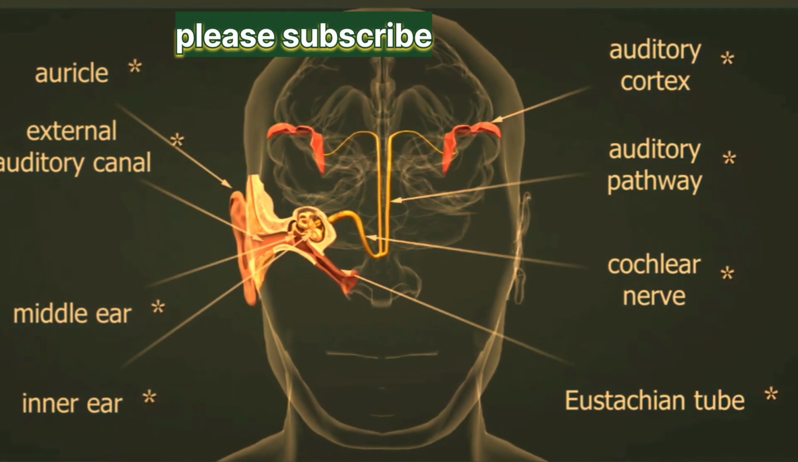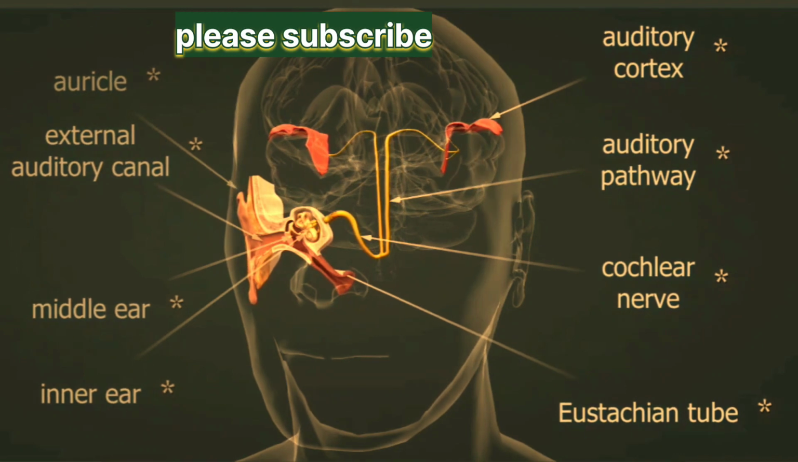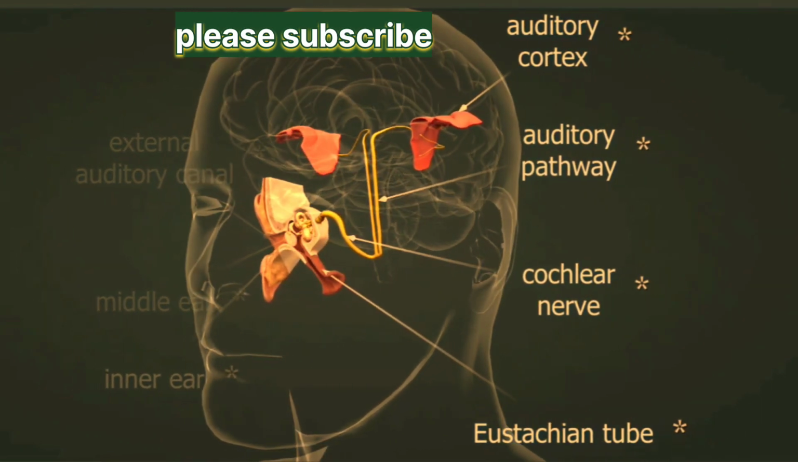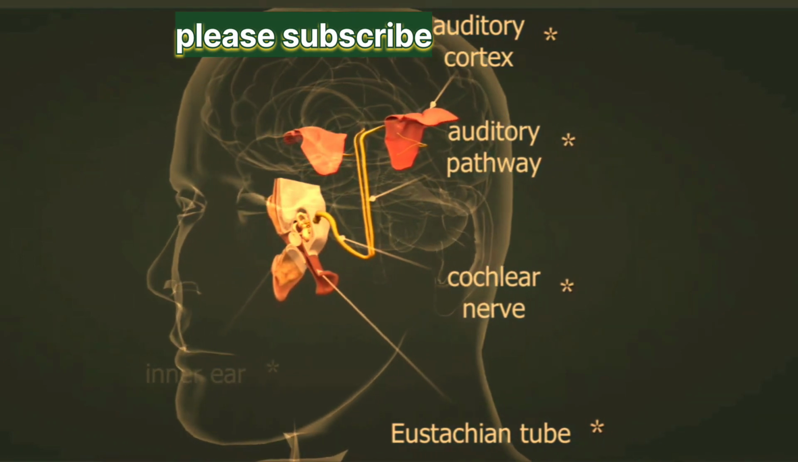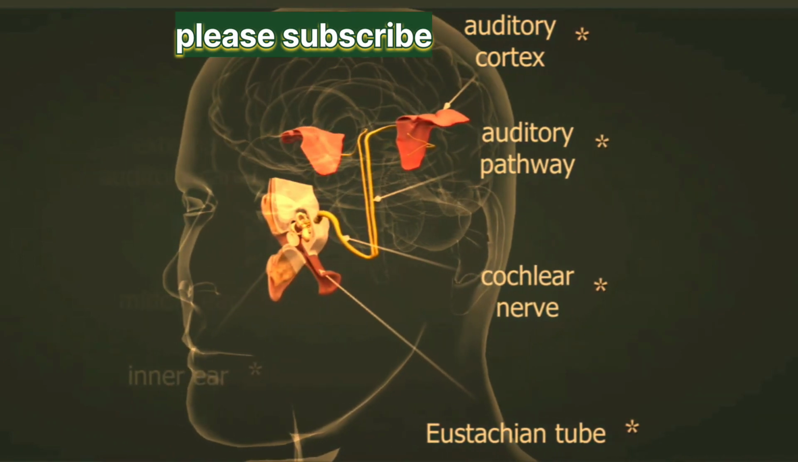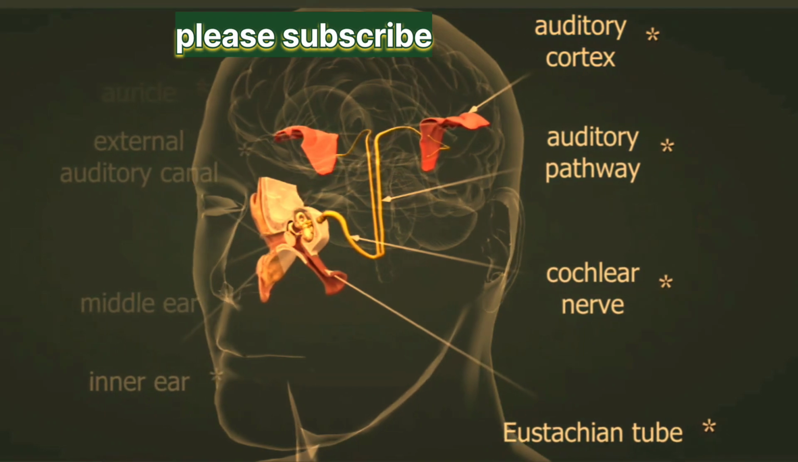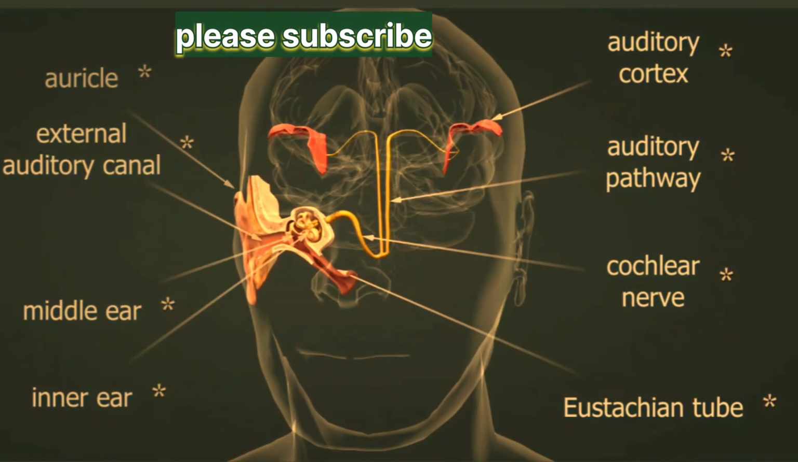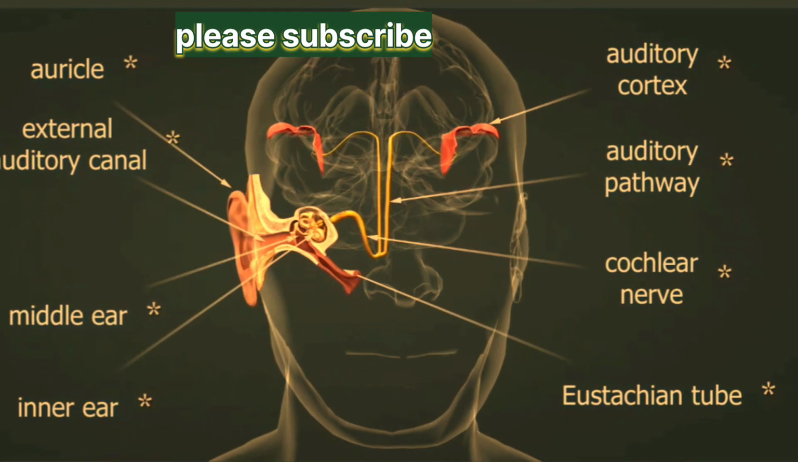The mechanism of hearing: auricle, external auditory canal, middle ear, inner ear. This part is called the auditory cortex, and this part is called the auditory pathway. Cochlear nerve, that part is called the cochlear nerve, and this part is the eustachian tube. That is called the mechanism of hearing.